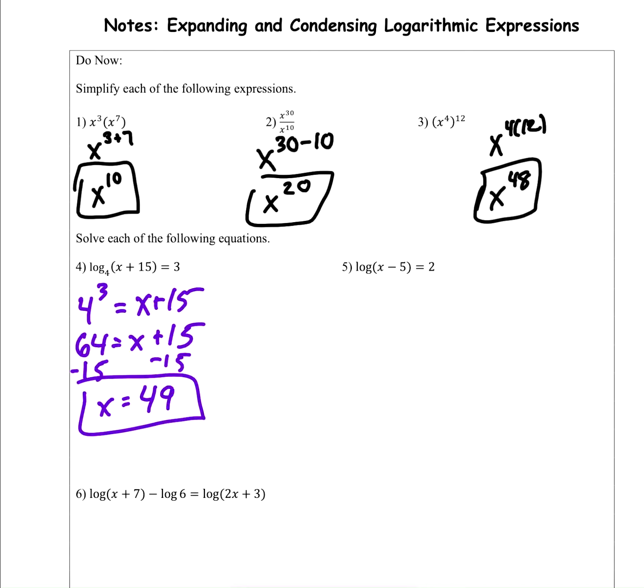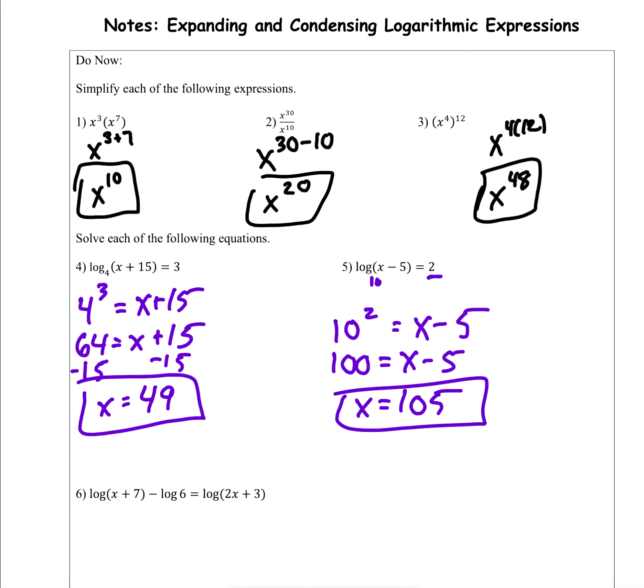And number 5, very similar question, just with a common log this time. Remember when there is no base shown on the log, it's really base 10. You can write that there if you want to. So that would be our base is 10. Our exponent's what the log is equal to, which is 2. And our argument is x minus 5. So when I simplify that, that would be 100 equals x minus 5. Add 5 to both sides. You'll get x is equal to 105. So that is 1 through 5.